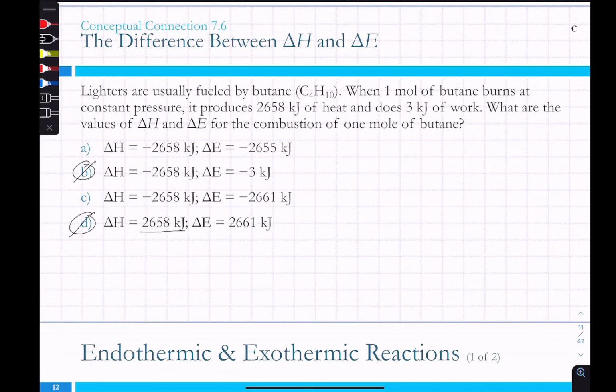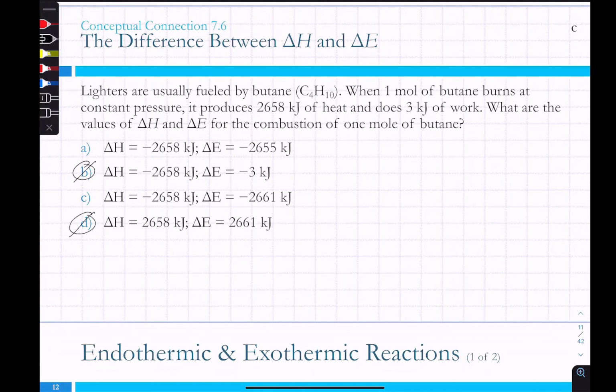That means that heat would be added to, if this was the case, it would be cold fire. And so burning the butane would actually absorb 2,600 kilojoules from the environment. Not going to happen.